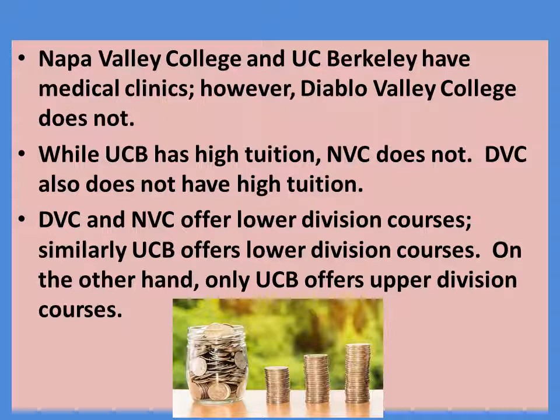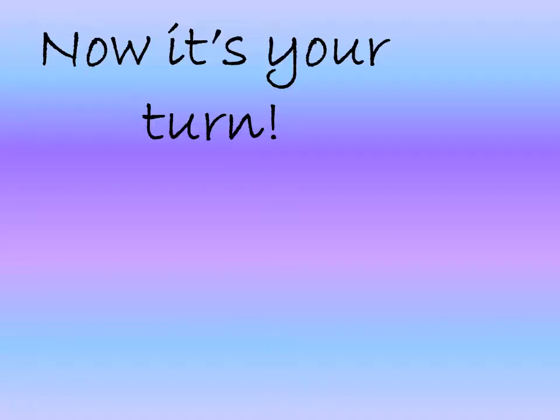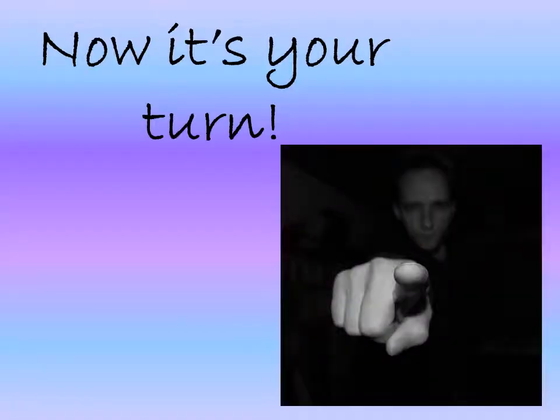DVC and NVC offer lower division courses. Similarly, UCB offers lower division courses. On the other hand, only UCB offers upper division courses. So we have the and showing how DVC and NVC are similar, and the word similarly showing how UCB is similar. And then we have, on the other hand, showing how UCB is different. Now it's your turn. Go forth and compare and contrast.